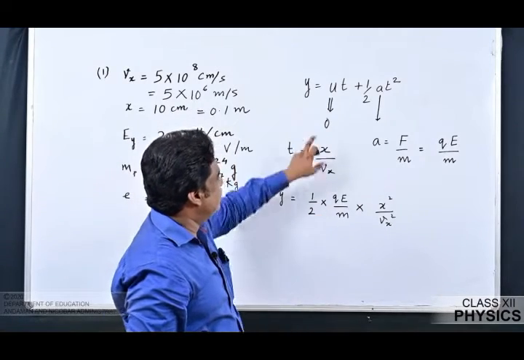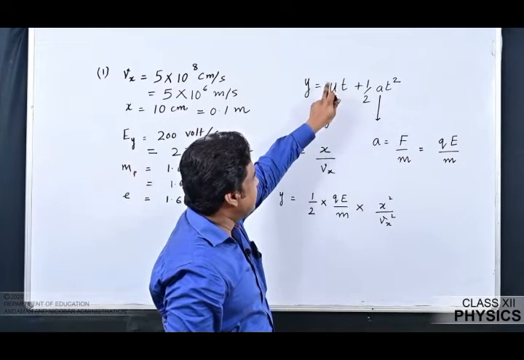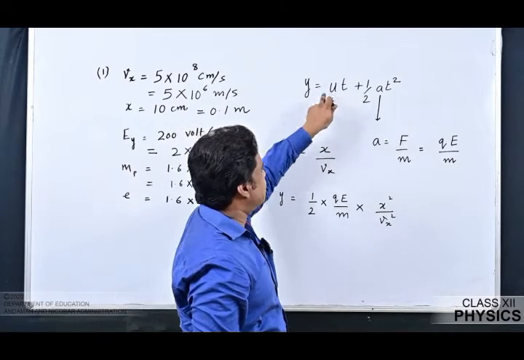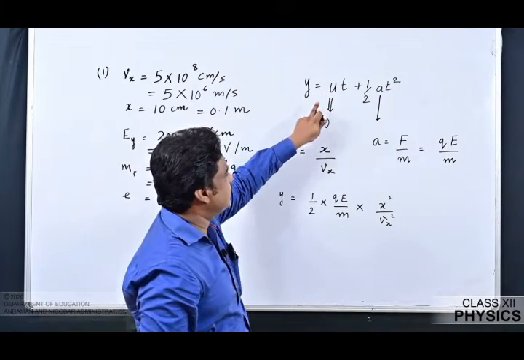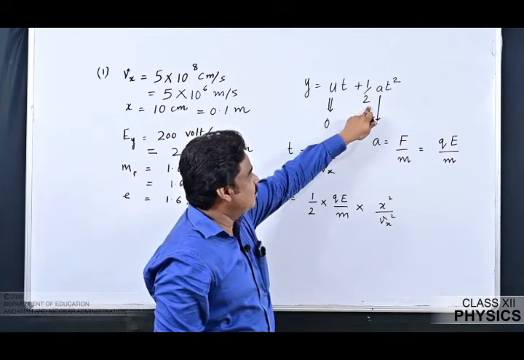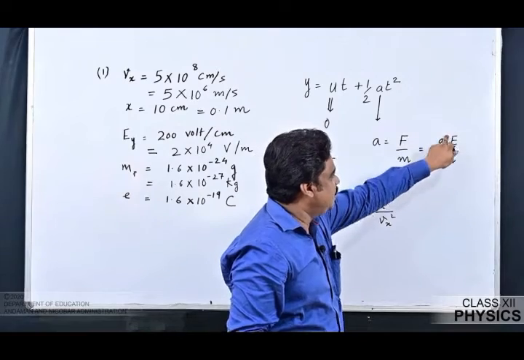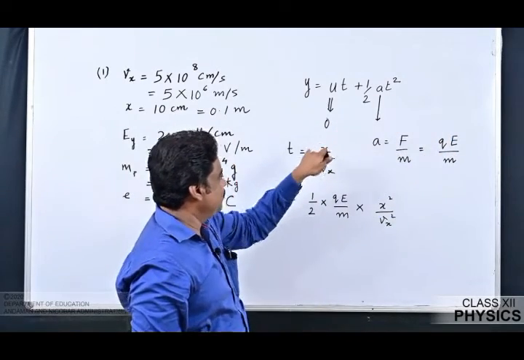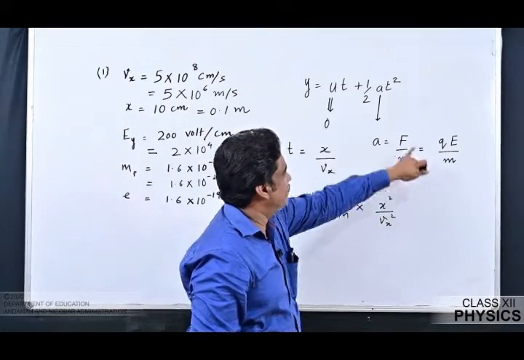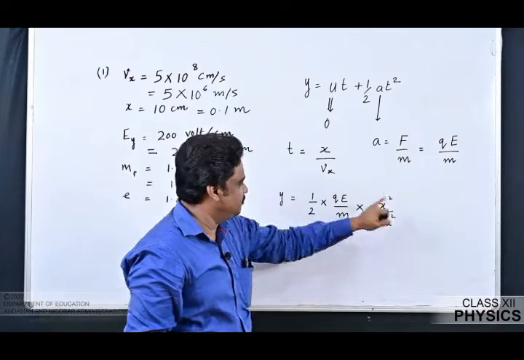So once again the desired formula is y is equal to ut plus half at square. Since the initial velocity along the y-axis of the charged particle is 0, I am removing this term. So the only left out term is y is equal to half at square. Now the acceleration along the y-axis is F by m, and F is replaced by QE by m. In addition, t is equal to x by Vx. By putting all these values in this basic equation, I am going to get a new formula for the deflection y.